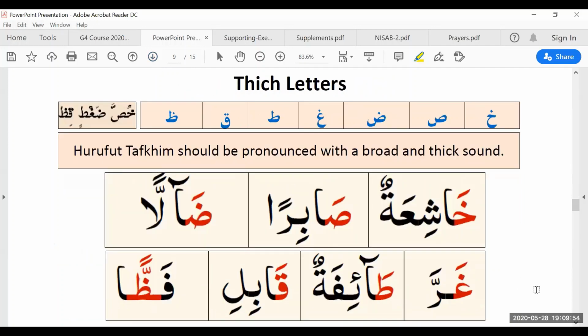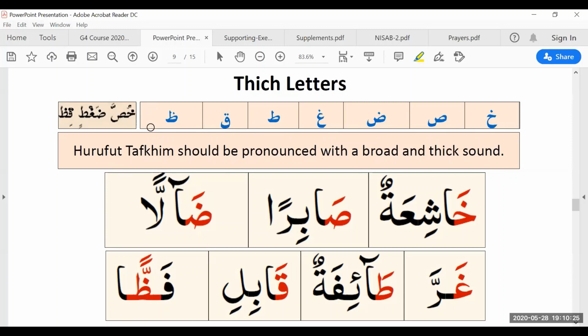Okay, so the next rule is thick letters, huruf al-tafkhim. So we covered that there are 7 letters in this category. We have ha, sad, dad, hain, ta, qaf, and za. So huruf al-tafkhim should be pronounced with a broad and thick sound.